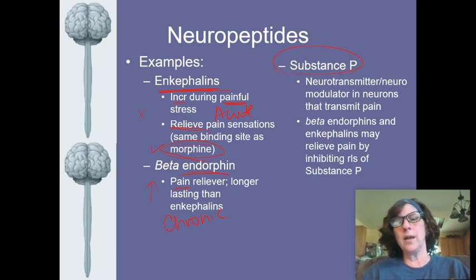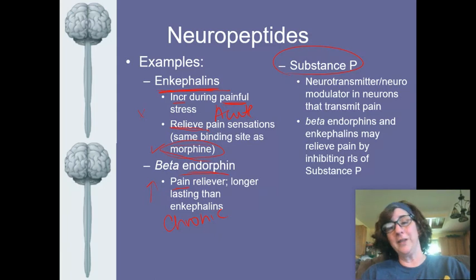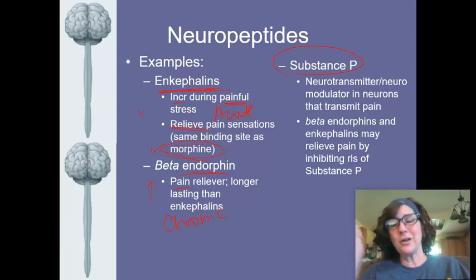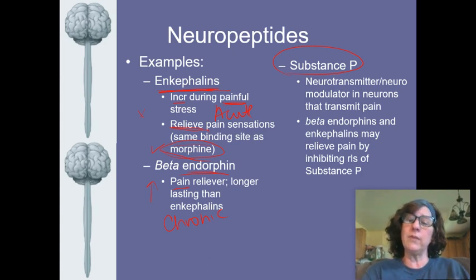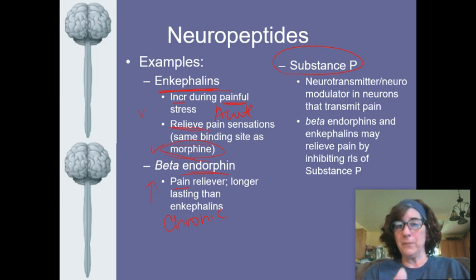Substance P is the one that unfortunately we don't want to have. You don't want to, but it serves a purpose in your body. You have to have pain in order to quit doing whatever it is you're doing that's damaging your cells and your tissues. So you have to feel pain, but unfortunately it makes us not very comfortable.